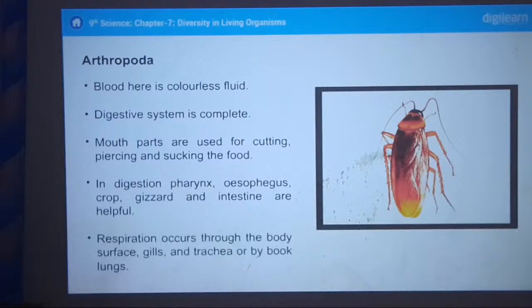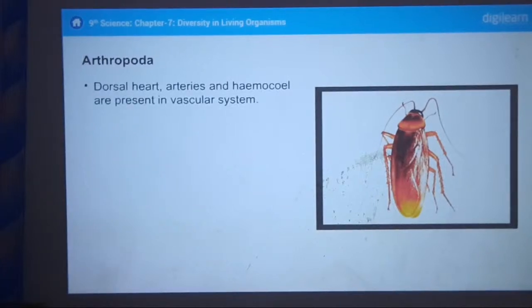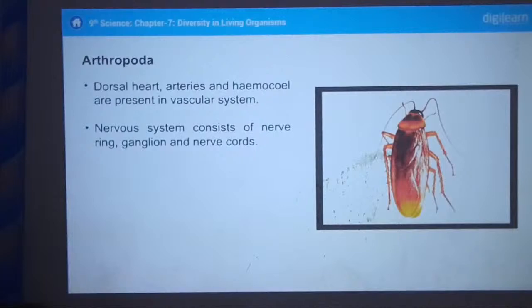Respiration occurs through the body surface, gills, trachea, or book lungs. The vascular system is open type with a dorsal heart, arteries, and hemocoel. Nervous system consists of nerve ring, ganglion, and nerve cords.